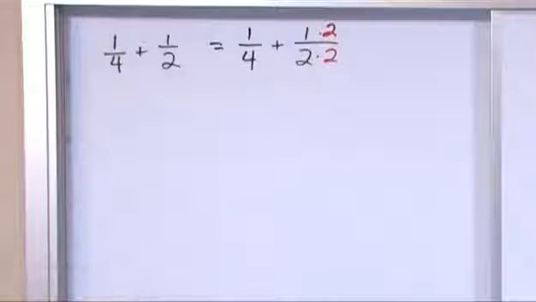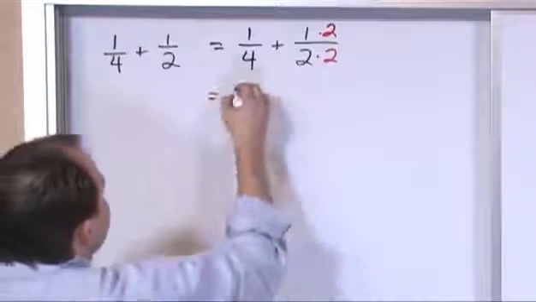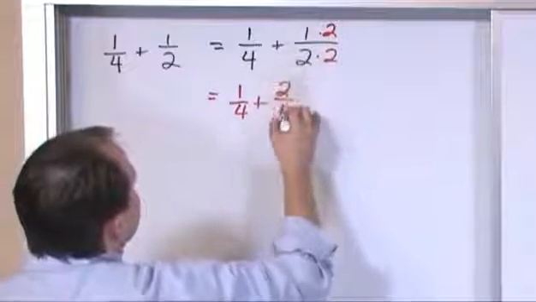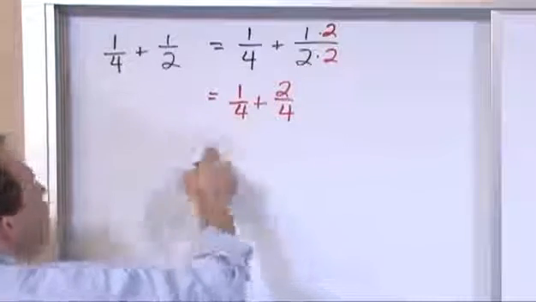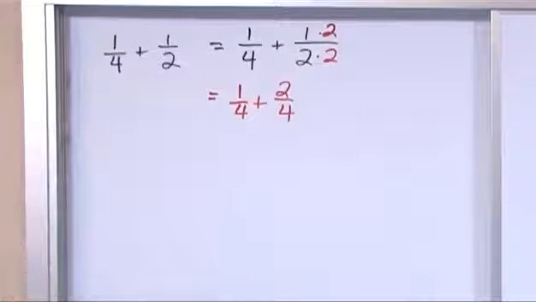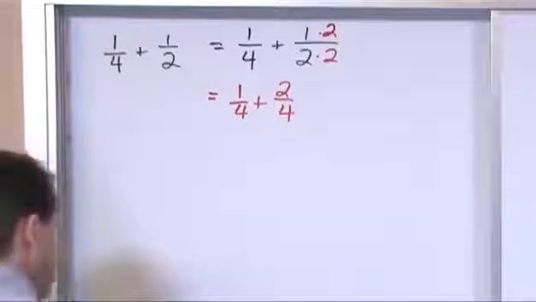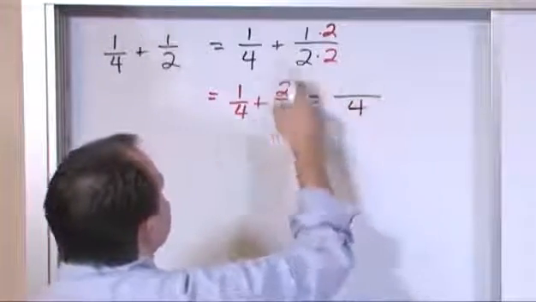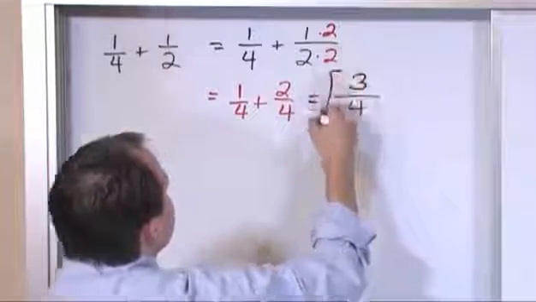Because we can multiply any fraction in the top and the bottom by anything we want as long as we keep it the same. So here we'll have 1/4 plus 1 times 2 is 2/4. 2 times 2 is the 4. Now we have a fraction that we know how to deal with. We have a common denominator there. So all you do is keep that common denominator and add the tops. 1 plus 2 is 3, and that's the answer, 3/4.